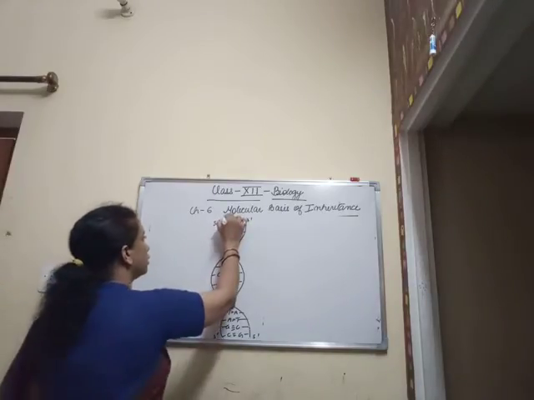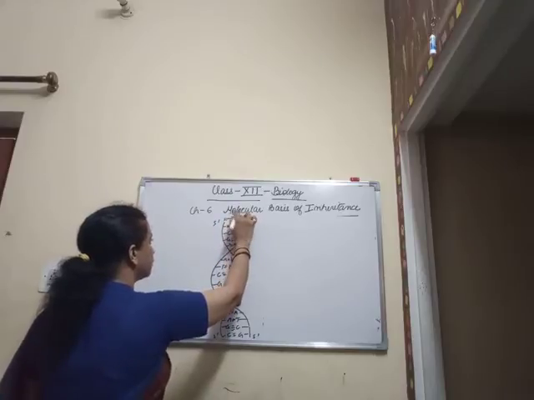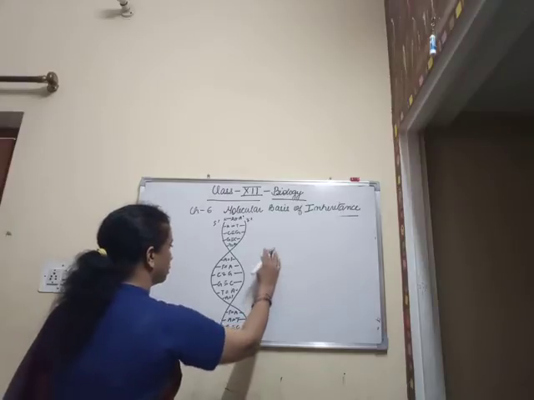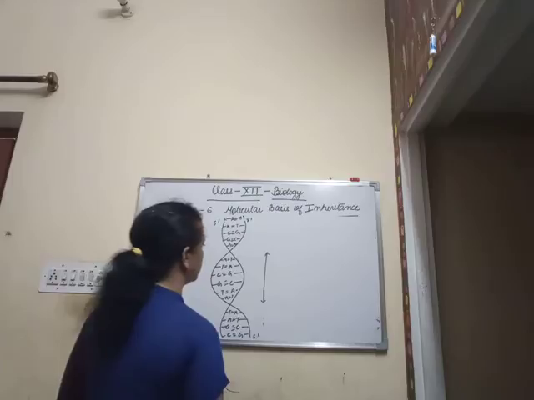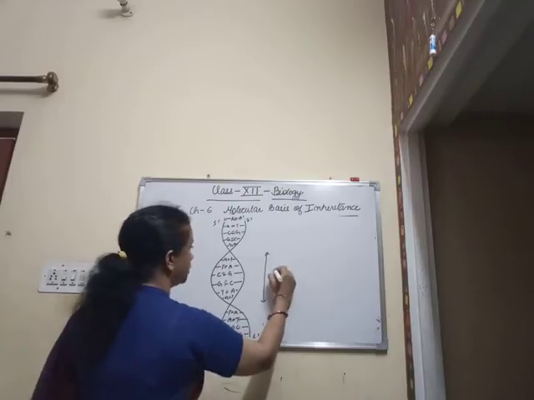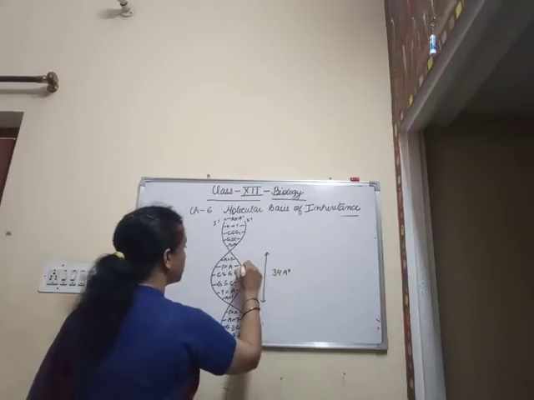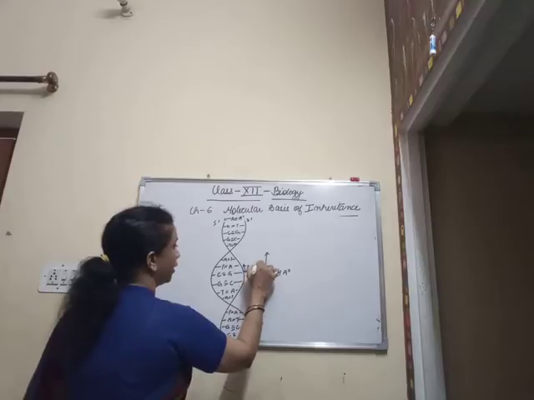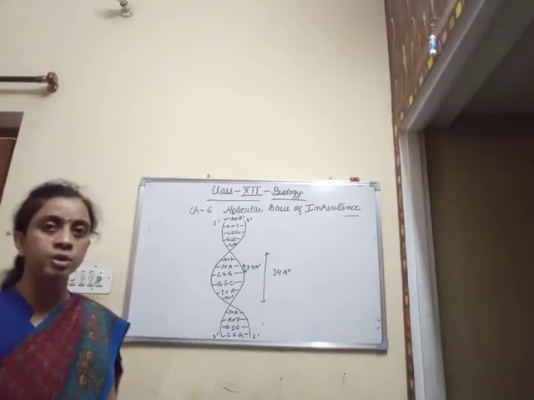Here the dimension of this is 20 angstrom, and the length of one such twist is 34 angstrom, and the distance between two nitrogenous base pairs is 3.4 angstrom, or you can call it nanometers also. It's given as nanometers in your book.